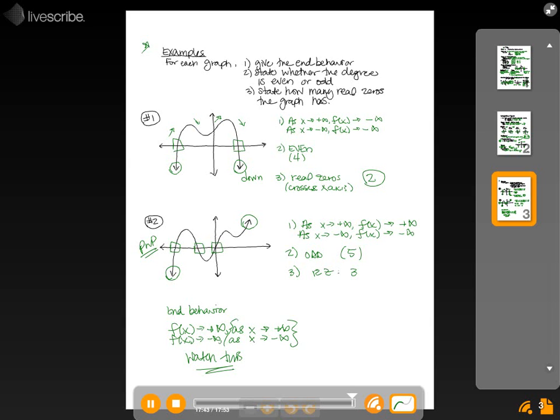And those are your notes for section 7.1 on end behavior, real zeros, and the degree, and how they interpret and how they work with the graphs of polynomial functions.